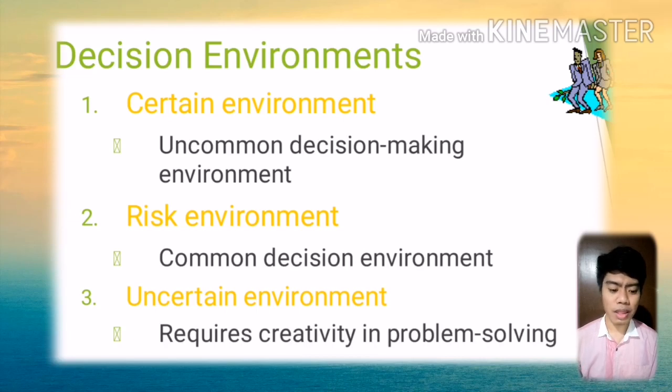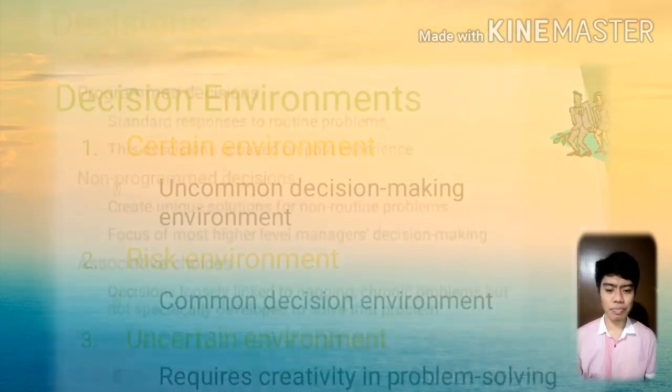While risk environment, it is a common decision-making environment. It means no complete certainty about outcomes but can identify probabilities of expected results associated with various actions. And the third one, uncertain environment, it means requires creativity in problem solving. So little info that you cannot even assign probabilities to predict outcomes.